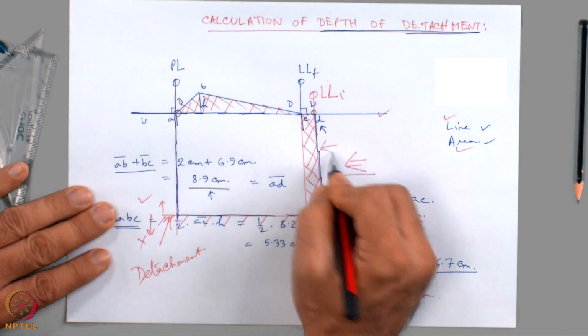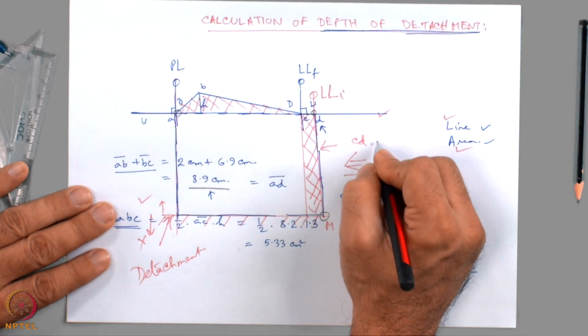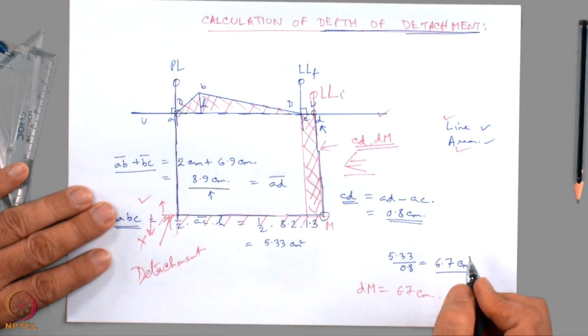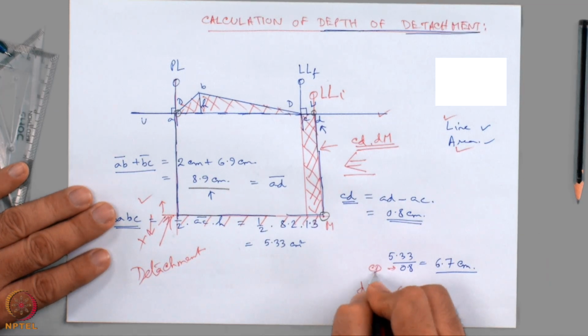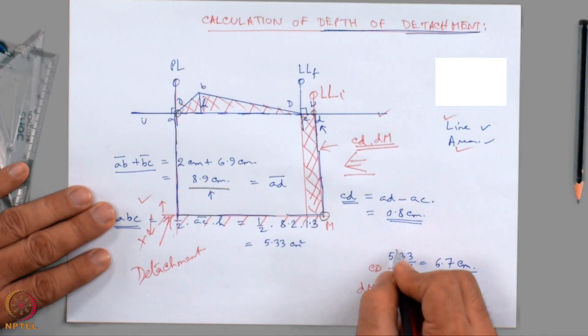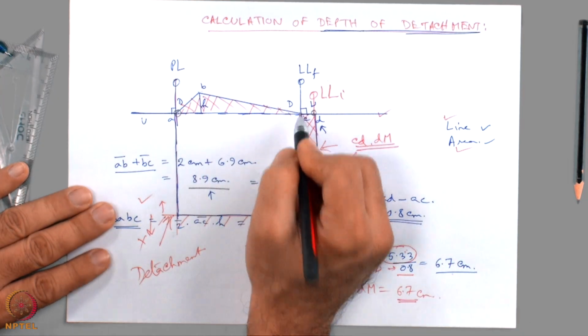How much is the area of this rectangle? This area is given by the CD length multiplied by the DM length. DM length is 6.7 centimeter. This was the CD length. If I multiply CD by DM, I get the area of this triangle.